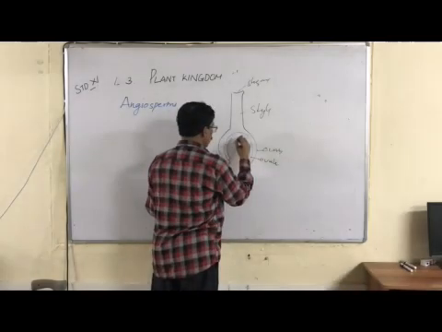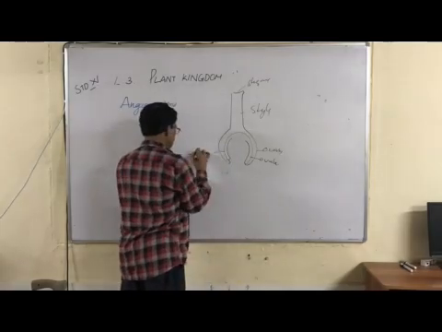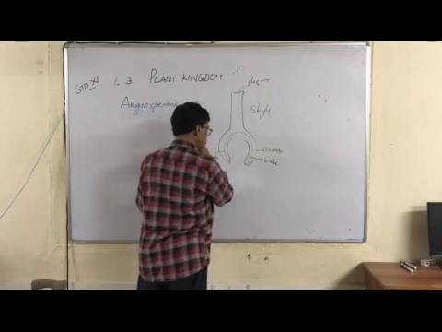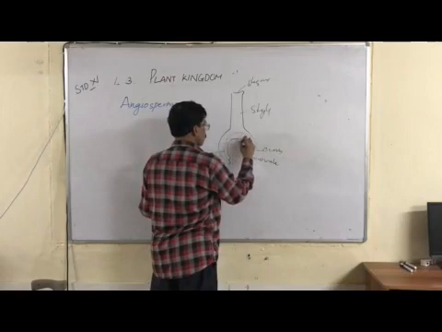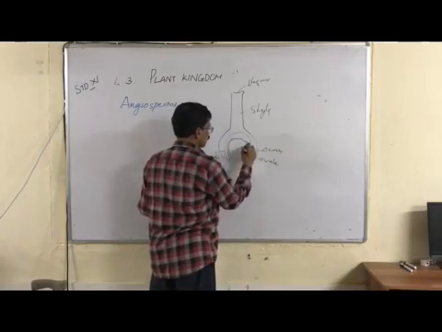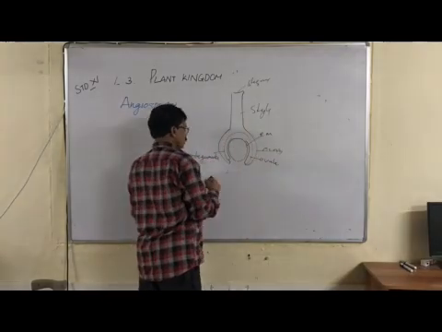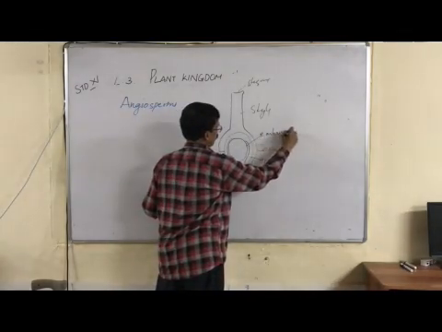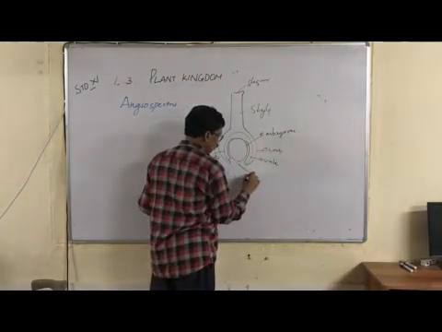Ovule has 2 or more coverings. This covering is called the integument, I-N-T-E-G-U-M-E-N-T-S. Inside the integument, when the flower or the pistil matures, you can see an embryo sac. Embryo sac contains 3 cells. The opening of this is called the micropyle.